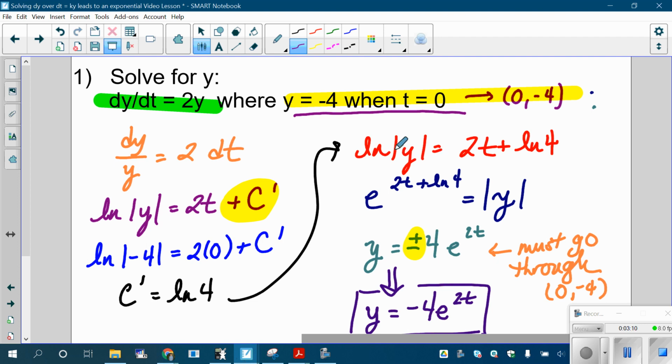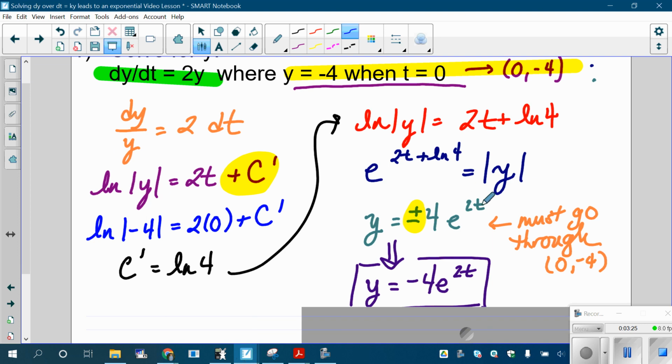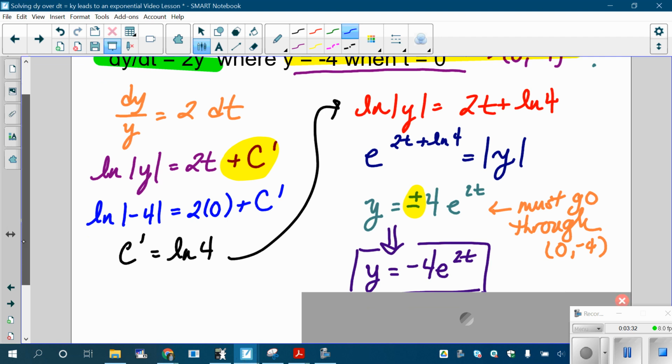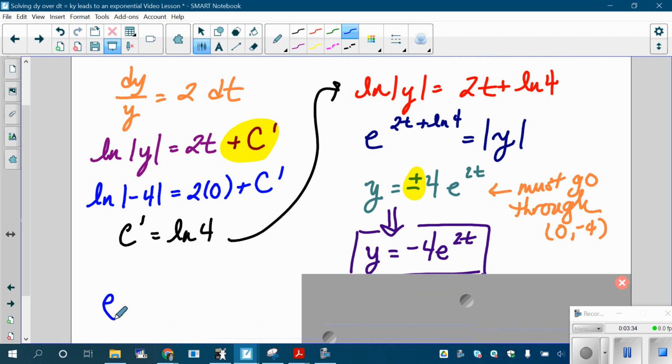When you solve for y, how do you get the y by itself? You flip it from logarithmic form to exponential form. And then you have to deal with this absolute value. Before we talk about that, I hope this simplifying isn't throwing you off. I will show you an extra step in case you're wondering where the 4 came from. e to the 2t plus ln of 4 is just e to the 2t times e to the ln of 4, by exponent properties. What's e to the ln of 4? That's just 4.